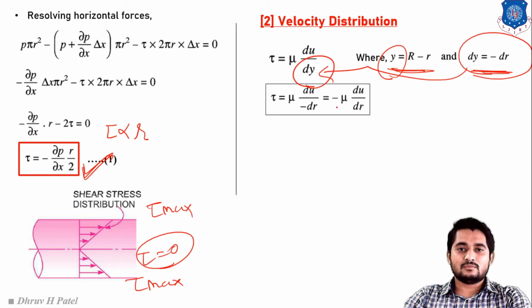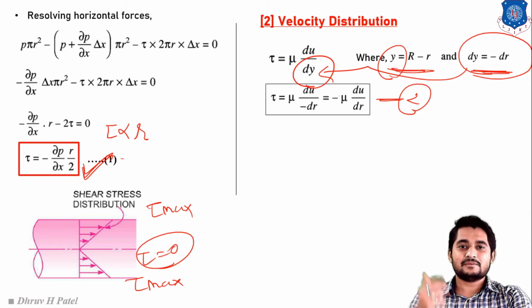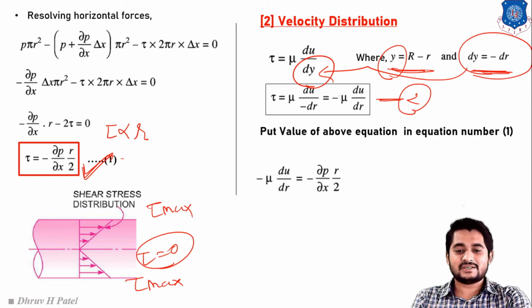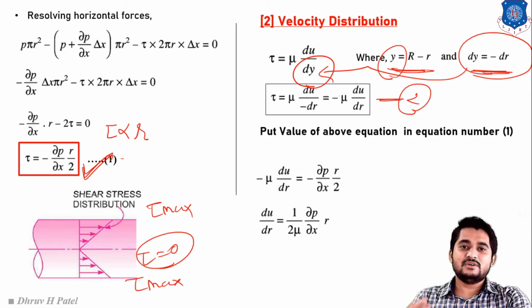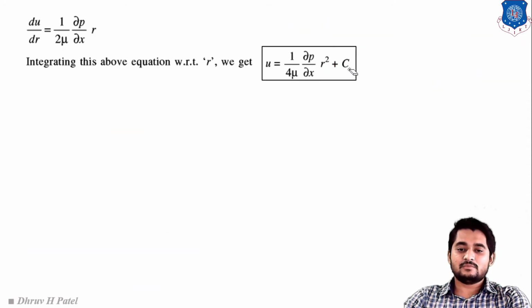So tau is equal to minus mu du by dr. Here is equation 1 and here equation 2. Both equations are for the value of shear stress. So let us compare both equations. From the comparison we will find the value of du. But in the value of du or velocity there is some constant c.